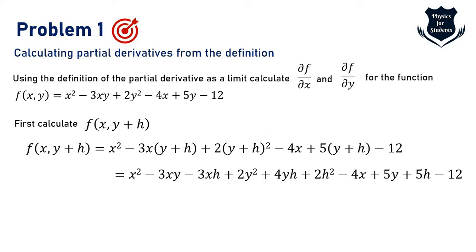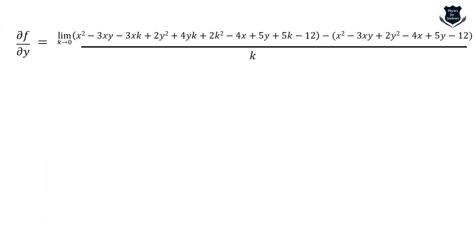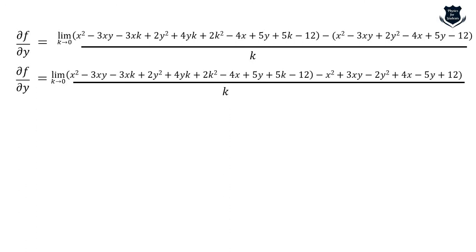So we have opened up, using the simple algebra formula for (a plus b) squared: x squared minus 3xy minus 3xh plus 2y squared plus 4yh plus 2h squared minus 4x plus 5y plus 5h minus 12. What I'm going to do is, as this red arrow shows, first differentiate with respect to y. So I'm going to substitute this entire long value into the limit formula. What it would lead to is this. It is quite a long one, as you can understand. If you want to pause this video, you can do so, take a note, and work it out yourself so that things become clear.